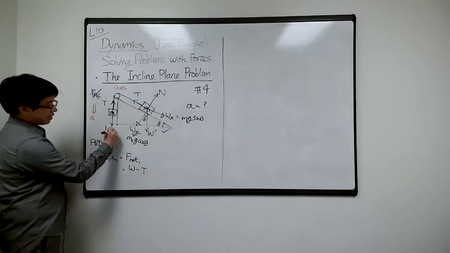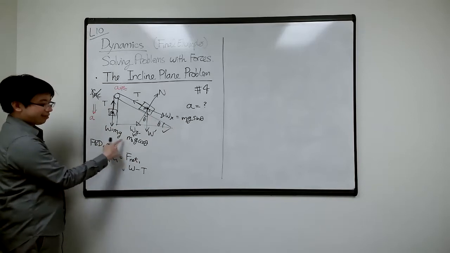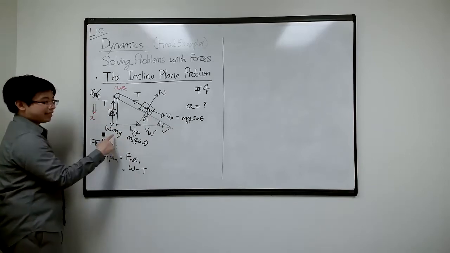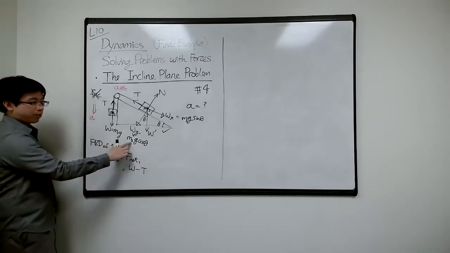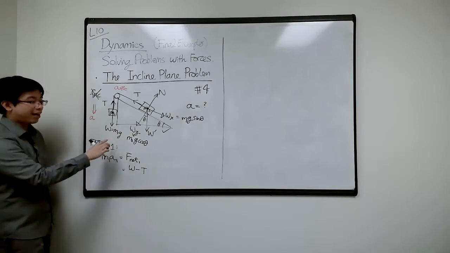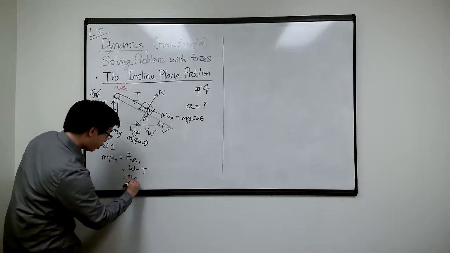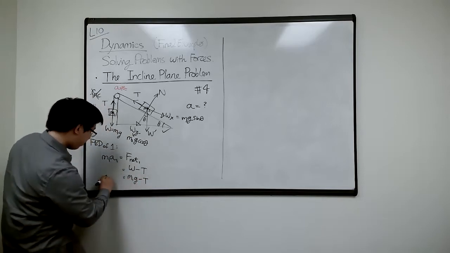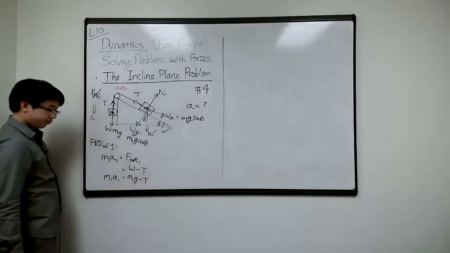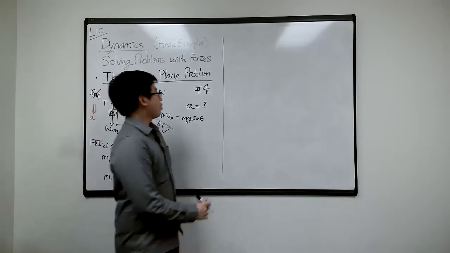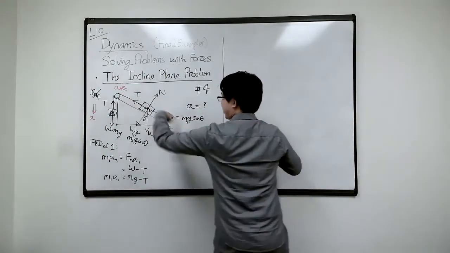And this is M1G. So you can see the difference. This is M2G cosine theta. This is M1G. So don't put M over here. Otherwise, you might plug in the wrong numbers. Okay, so here we have M1G minus T equals M1A1. Okay, so for this guy, it's going this way.